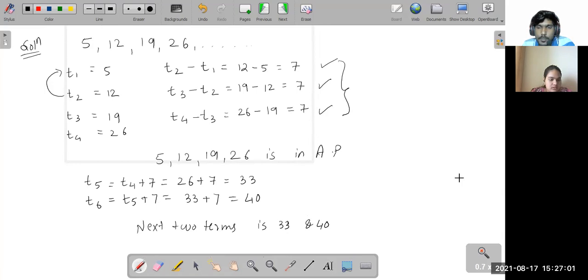Why can't we directly come to T5 is equal to and T6 is equal to? I don't have to write the entire thing. Yes, because they are asking us to check whether it is an AP or not. That is why we have to do this. And if all of these three are different, then they will not be in AP. I want you to write down this.